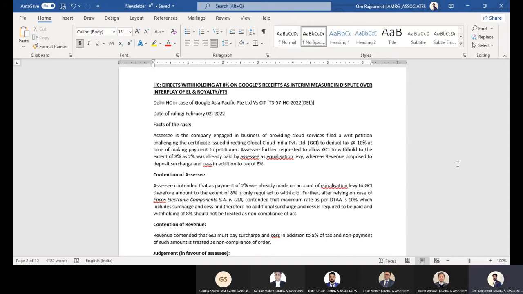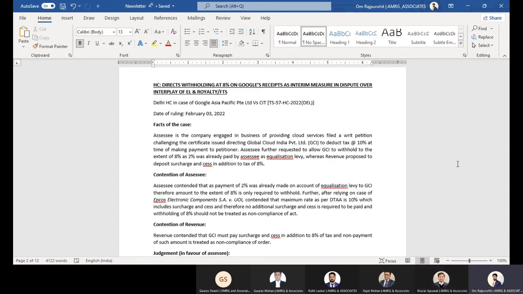Today this is a monthly newsletter which we present each month. First of all, we are going to discuss some case laws and thereafter some important notifications. So first, this is a Delhi High Court case in the case of Google India.